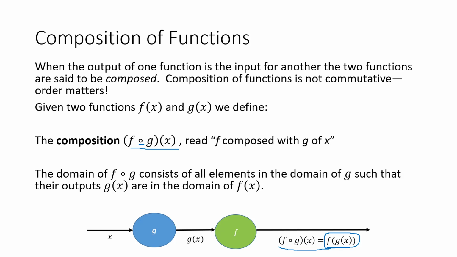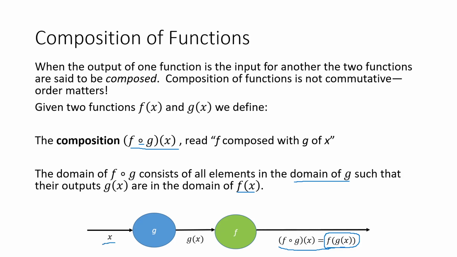And so when we want to talk about the domain of those compositions, we use the domain of g to start with, but then we restrict that further. We can only use the things in the domain of g whose outputs are also in the domain of the outer function, in this case f. So this diagram might help a little.